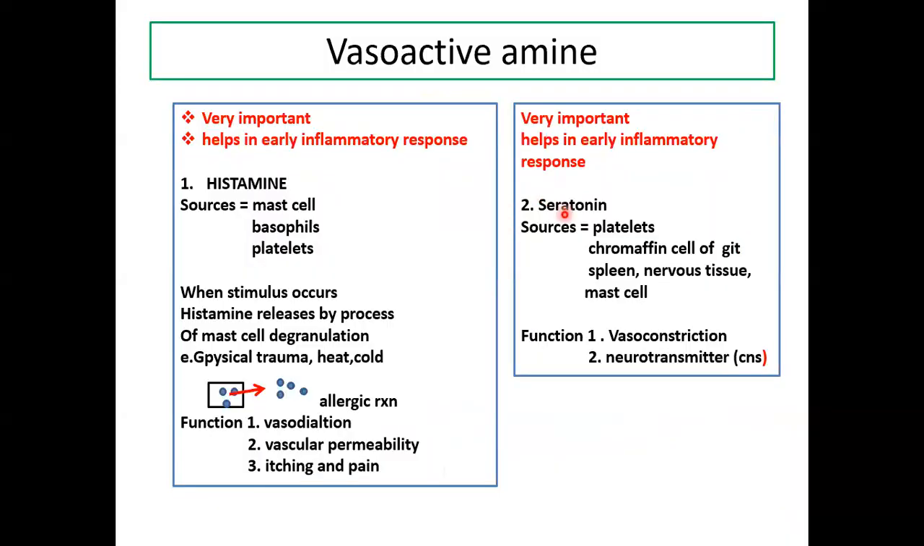Now the next one, serotonin. It is one of the vasoactive amines, and it helps in the early inflammatory response, so take note. Second one, serotonin. Its sources are platelets, enterochromaffin cells of the GIT, spleen, nervous tissue, and mast cells. Its function is vasoconstriction, and it also serves as a neurotransmitter in the brain, the CNS.